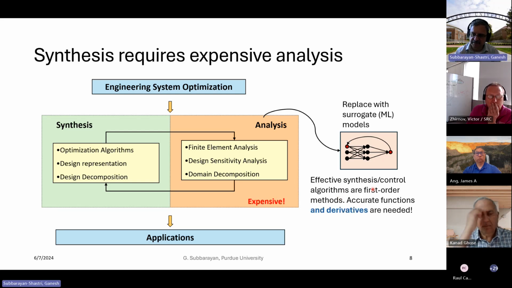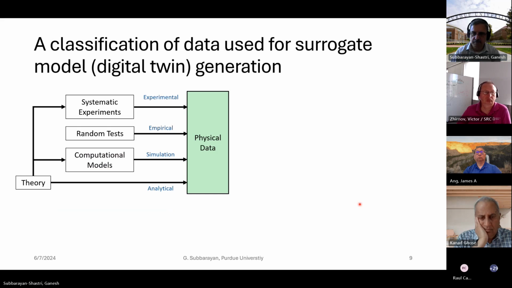that effective synthesis or control algorithms are first order methods. All these optimization algorithms are reliant on first degree derivatives. They are first order methods. Therefore, accurate functions as well as derivatives are needed, not just functions. So please keep that in mind. And I'll come back to this point later, whether ML is always good for calculating derivatives.